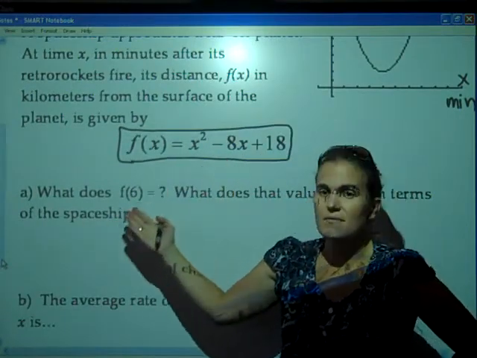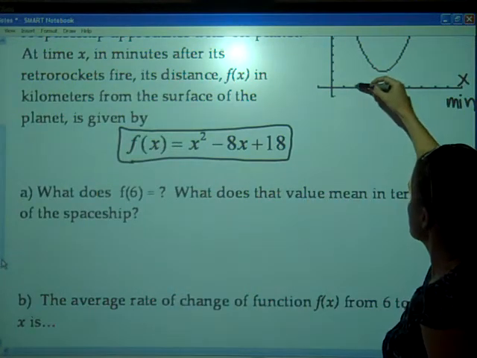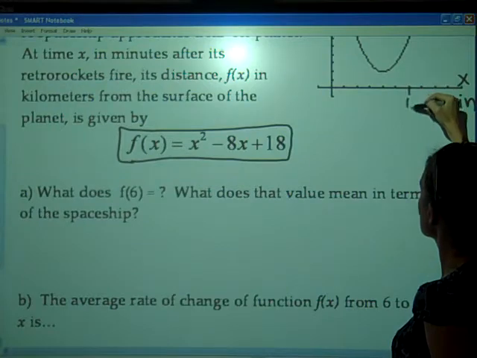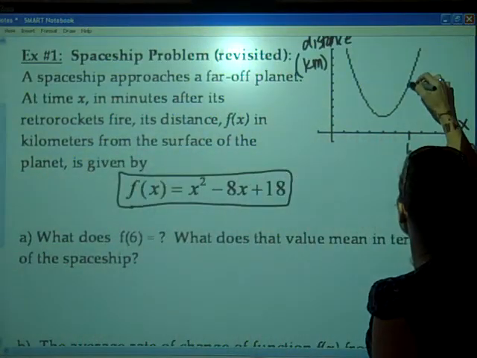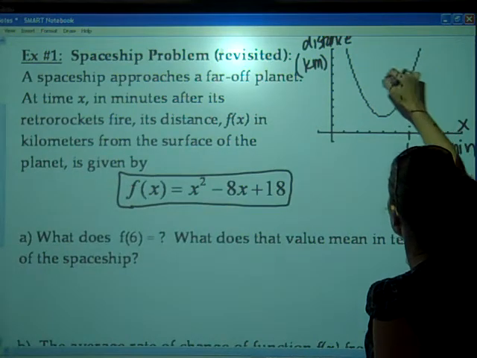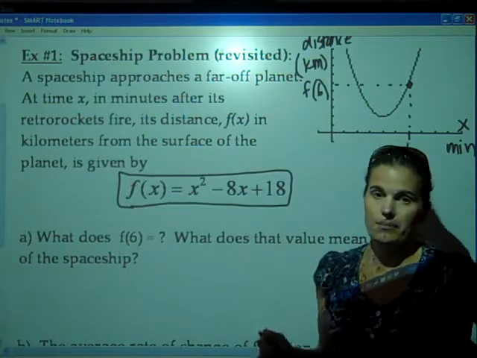So first off, what does f of 6 equal, and what does that value represent? These tick marks are 1, so 1, 2, 3, 4, 5, 6. So right here it's 6. I want to know what f of 6 equals. If I plug in 6, what do I get? That would be f of 6. And then what would it represent?